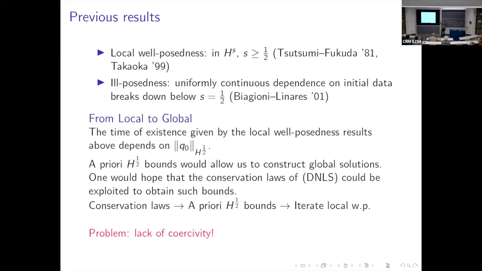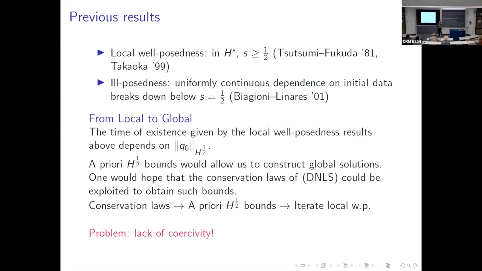Now, how do I go from local well-posedness to global well-posedness? The local well-posedness result above gives us a nice indication of what the time of existence is. It tells us that it only depends on the H^{1/2} norm of the initial data. So now I hope that if I could get nice a priori bounds for my solution, then I could perhaps iterate this argument, create a lot of local solutions and then glue them all together and get a global solution.